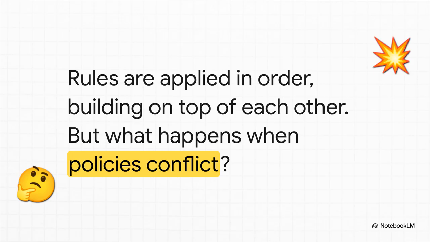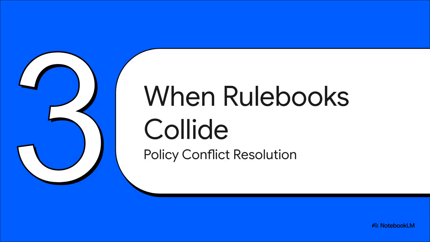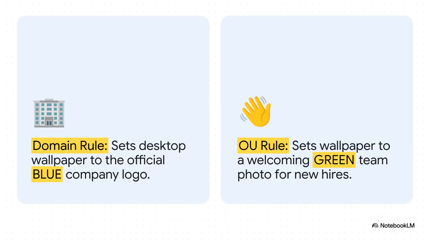But this brings up a really interesting question, doesn't it? What happens when the big company-wide handbook says one thing, but the little department rulebook says something totally different? Well, this brings us right to the heart of how group policy really works, conflict resolution. Because let's be honest, in any big system, rules are going to collide. It's just inevitable.